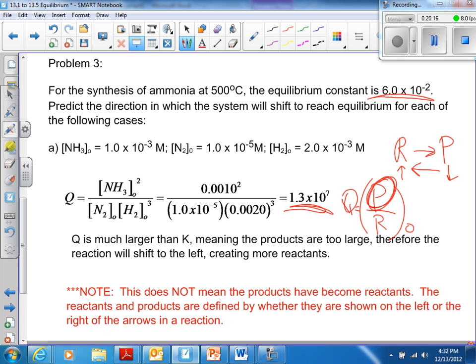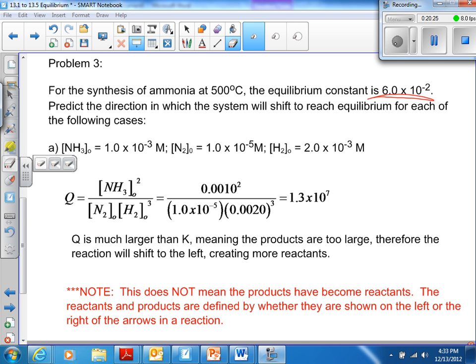Okay, I already said these words in red. I'm not going to repeat them. I'm going to give you a second to read them, or you can pause. But I wrote those in red because it's a really important thing for you to know. Products are always what you wrote on the right side. Reactants are always what you wrote on the left side.